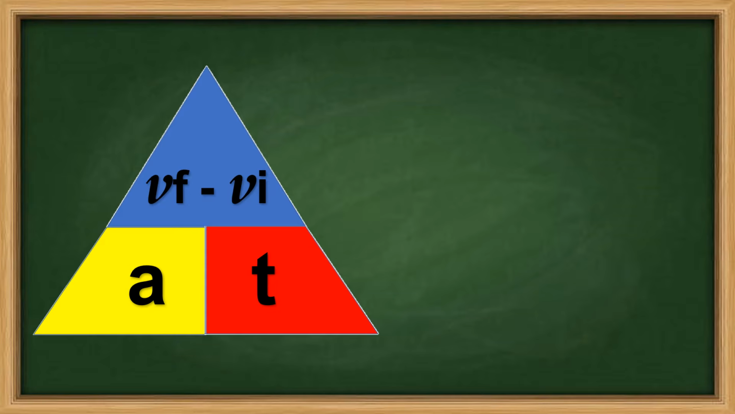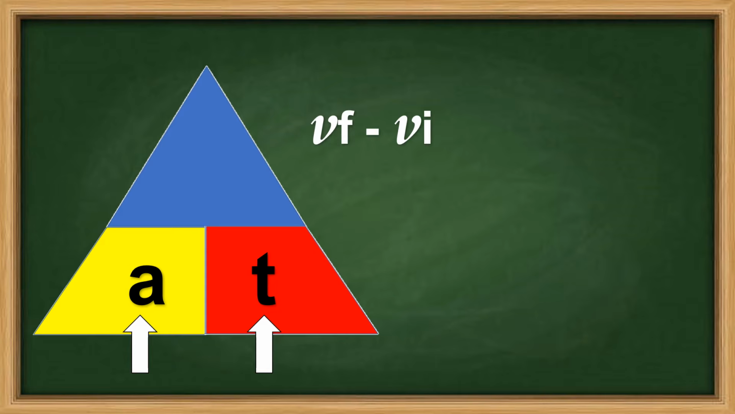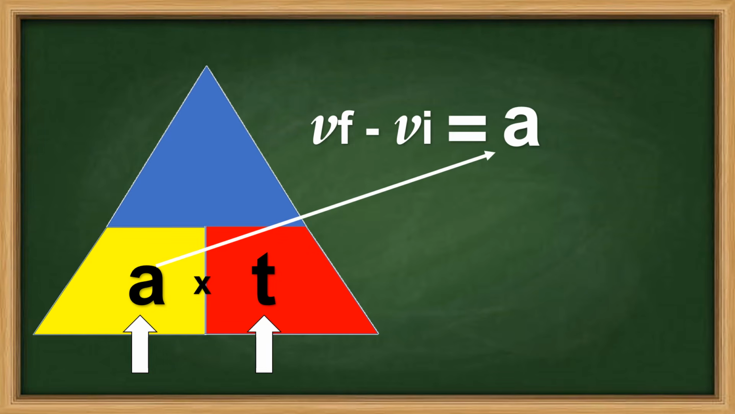Lastly, paano kung final velocity or Vf naman ang hahanapin? Again, using the same triangle, ilalabas ang Vf minus Vi, matitira ang dalawa sa baba. Tapos, ang hati sa gitna ng acceleration at time ay multiplication. Vf minus Vi is equals to A multiplied to time.